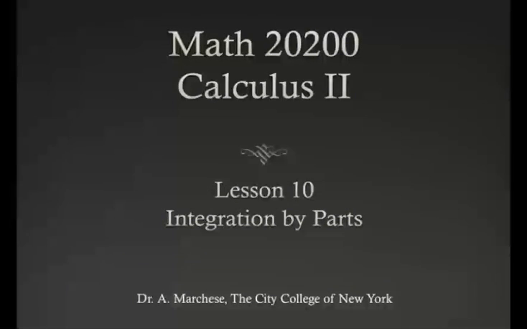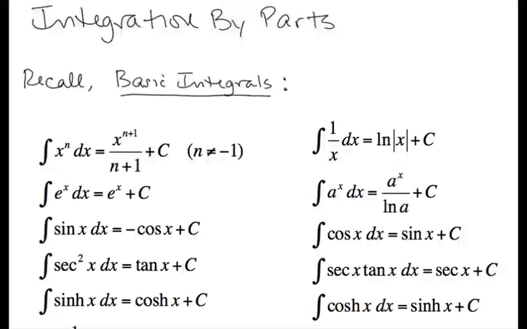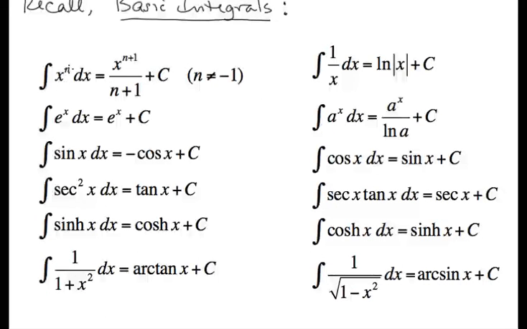This is Lesson 10 in our Calculus 2 series, Integration by Parts. In the next several lessons, we're going to be building on the integration tools you learned in Calc 1. So let's take a look at our basic integrals. We have x to a power, e to the x, sine x, cosine x, a to the x, 1 over x, secant squared, sinh, cosh, and the basic integrals for arcsine x and arctan x.